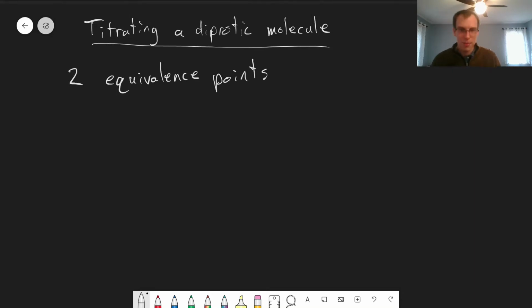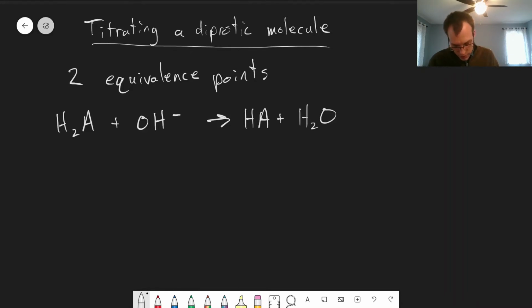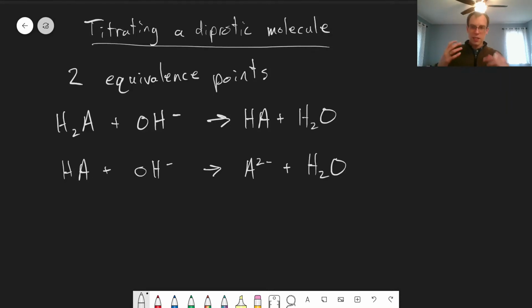Our titrant is always going to be a monoprotic strong acid or strong base, so we don't need to worry about that. But essentially, say we have a diprotic acid, and we're titrating with a strong base. We have our H2A, that's going to react with hydroxide, and our first equivalence point will be removing the first proton, which will leave us with HA minus plus water. And then we'll have a second equivalence point where all the HA minus will react with the hydroxide, and we'll form our A2 minus plus water. So each of these will give their own distinct equivalence point.